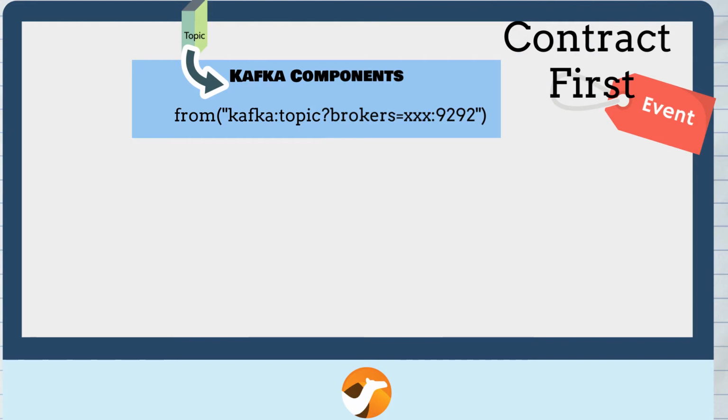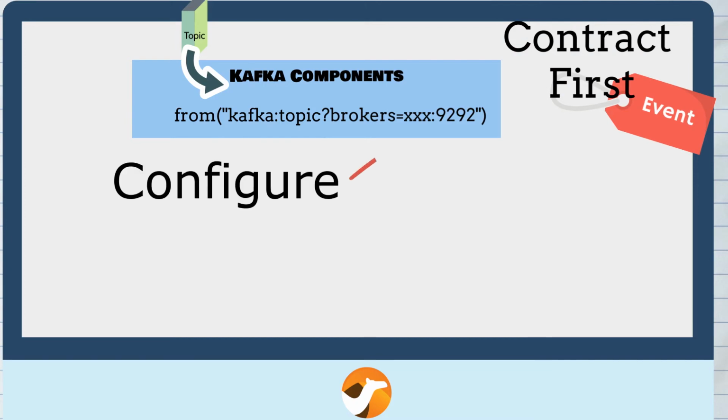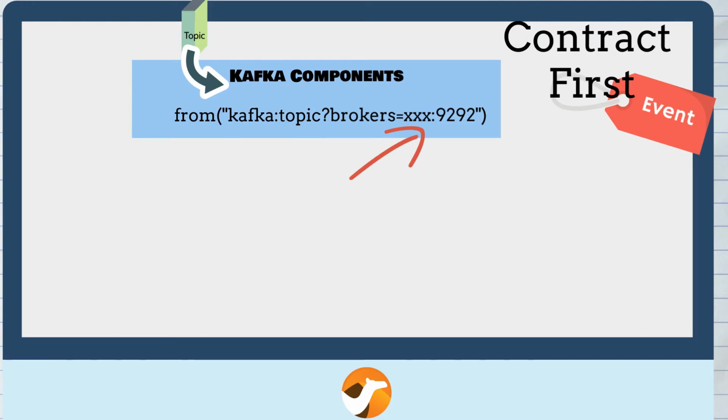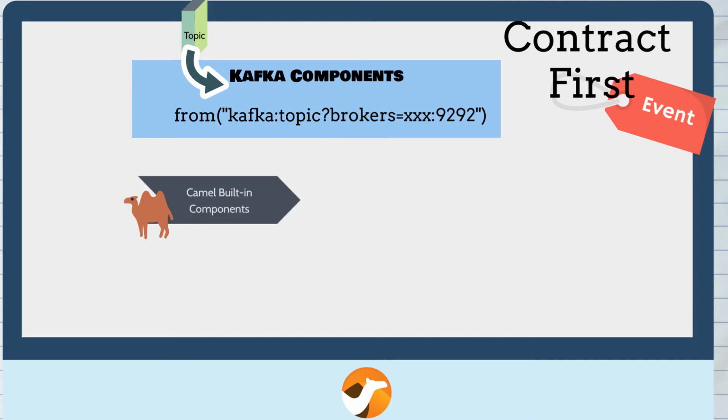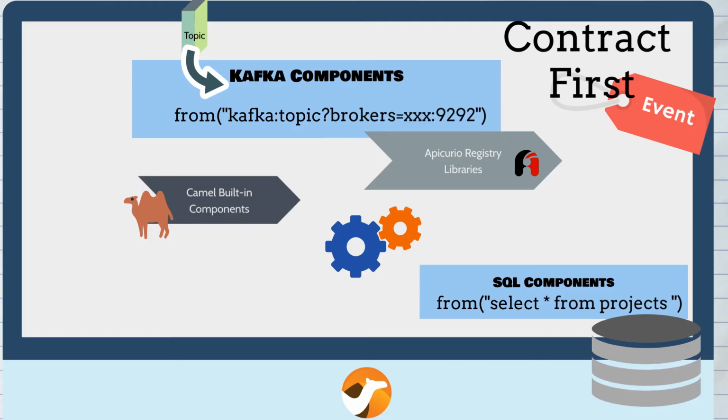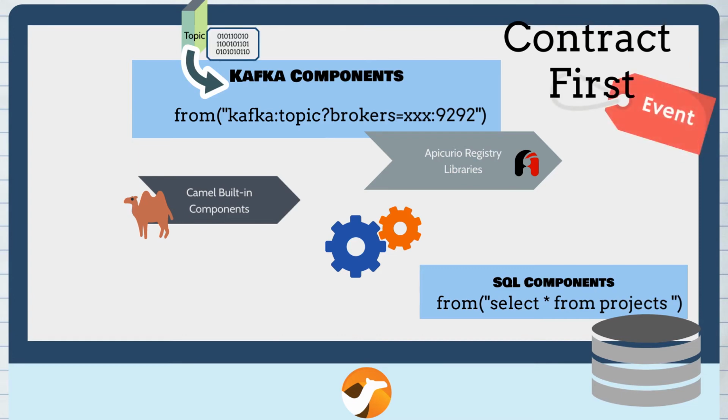So all I need to do is configure where the brokers are, the user IDs and passwords, all of the authentication content, and other things you want to control. With Kafka, basically, all you need to do is configure. And then I have the choice of using either the Camel built-in components or the Apicurio Registry libraries to marshal, serialize, or unmarshal, deserialize the binary message coming from Kafka.